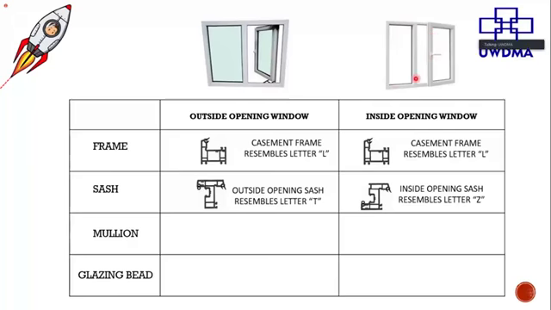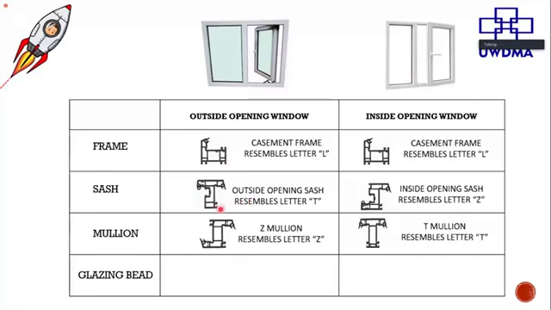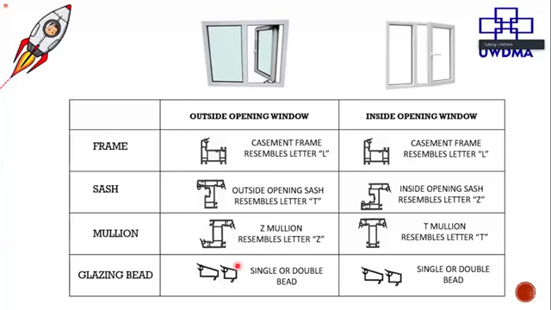Now if we come to the mullion, then with the T sash we are using the Z mullion, and when we are using the Z sash, we are using the T mullion. The only reason we use them is that we want all our glazing to come inside. For the glazing bead, we can use the same glazing bead in both the windows, depending on the glass. If you're using the same glass, then we can use the same glazing bead in both.